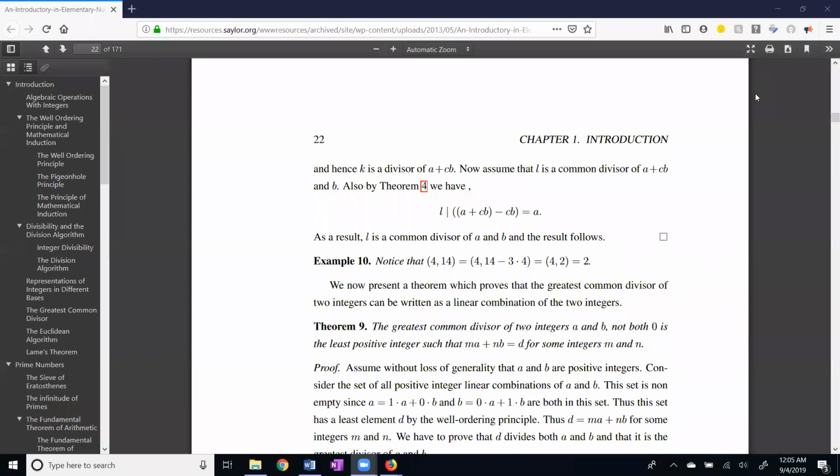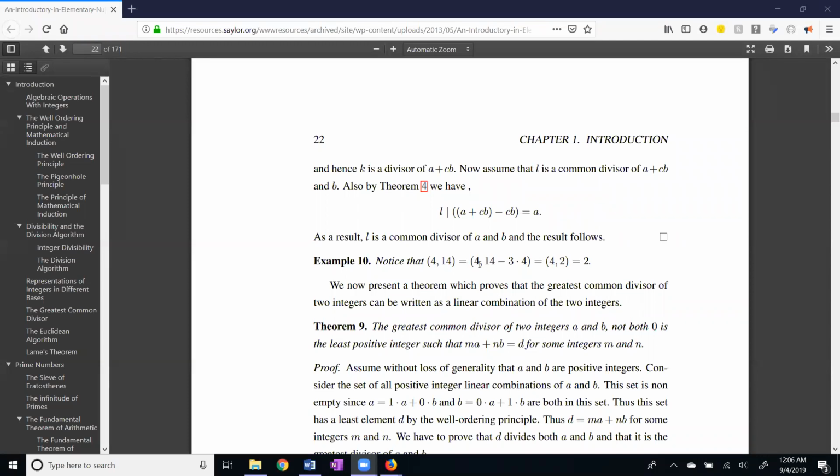Example 10 is an example of the contamination theorem. Greatest common divisor of 4 and 14. Maybe we didn't know the greatest common divisor of 4 and 14. So I'm leaving the first number as 4. By the way, you can contaminate either the first number or the second number. Greatest common divisor is symmetric. The greatest common divisor of A and B equals the greatest common divisor of B and A.